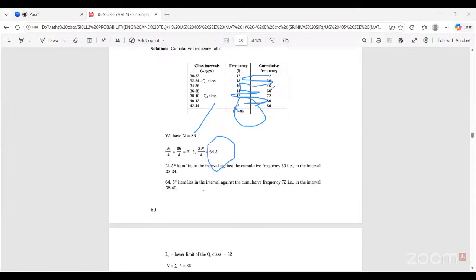So we are taking the 30 to 34 interval here. Let me clear the drawings here first of all. So 21.5 means we are taking the class 30 to 34. Then 64.5 means, above 60, under 72, that is the 38 to 40 class here. So 38 to 40 we are taking here. The lower limit is first one 32.